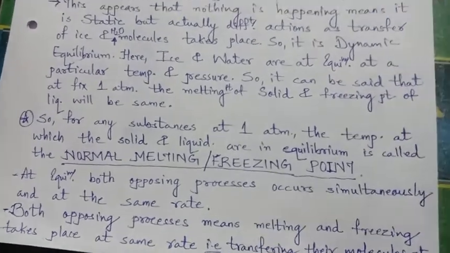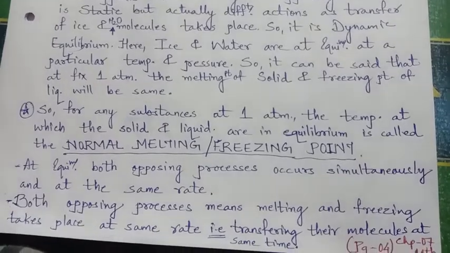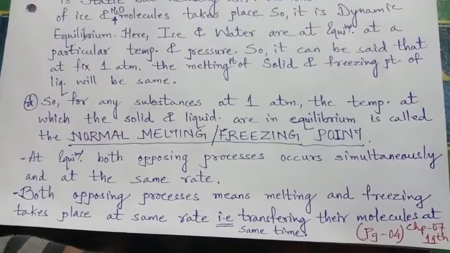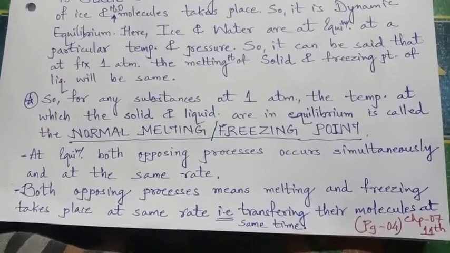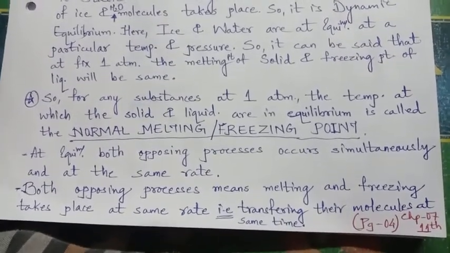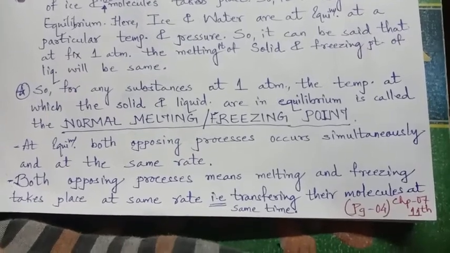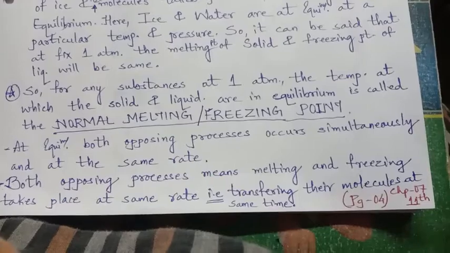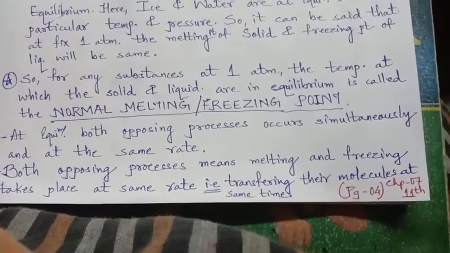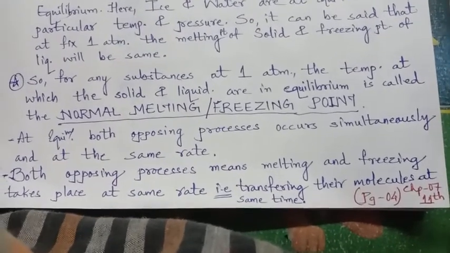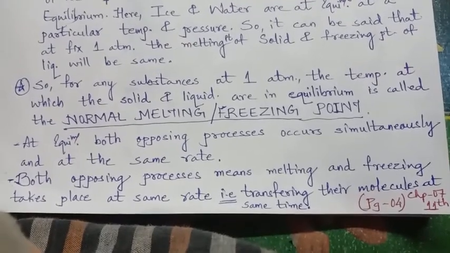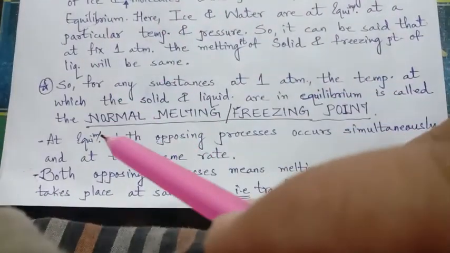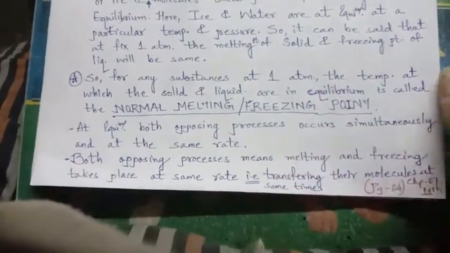I will give an example: when it is 0 degrees Celsius, what happens? The liquid will start freezing and the solid will start melting. So 0 degrees Celsius, or we can say 273 Kelvin, is the equilibrium point or equilibrium temperature, and that particular point is called the normal melting or freezing point.